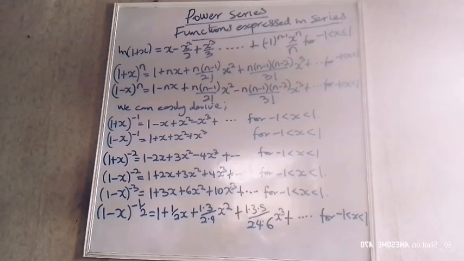So you can see, for 1 minus x raised to the power minus half, we are going to have 1 plus half x plus 1 times 3 over 2 times 4x squared plus 1 times 3 times 5 over 2 times 4 times 6x cubed plus, and continues like that. You can easily guess the next term.